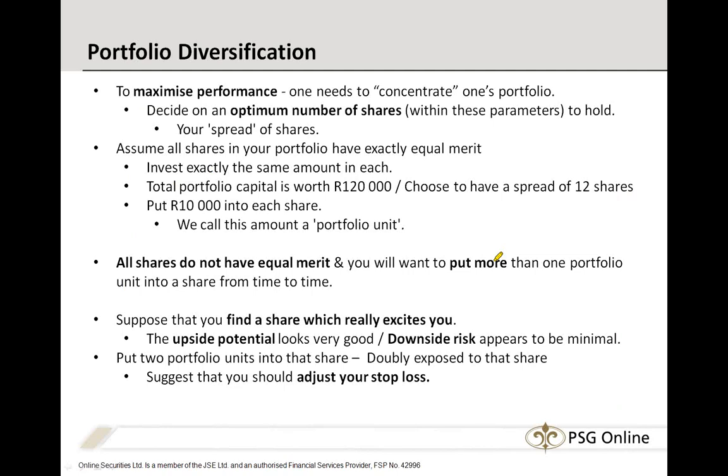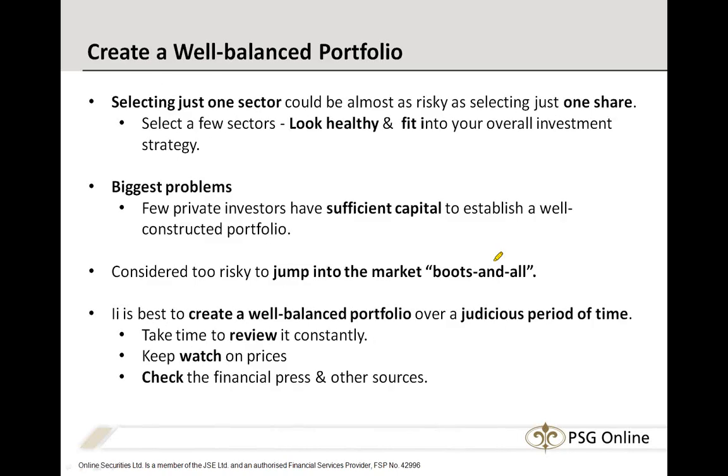But obviously some shares will have a bigger weighting because you feel there's more prospects there. So you might double that, where you allocate 20,000 rand to that particular share. But just understand the higher risk of that company, so you might have a tighter stop loss if you're using stop loss in a long-term portfolio. Okay. So bottom line, you want to create what I call a well-balanced portfolio.